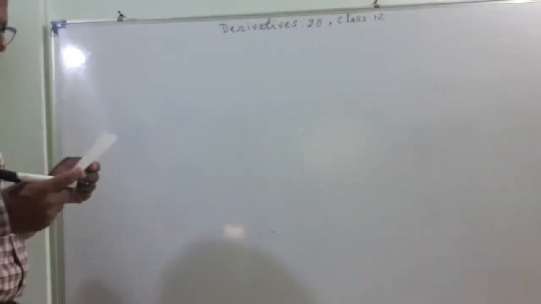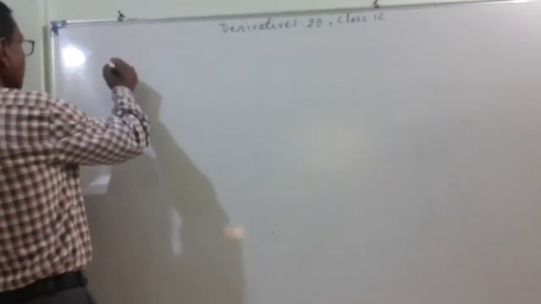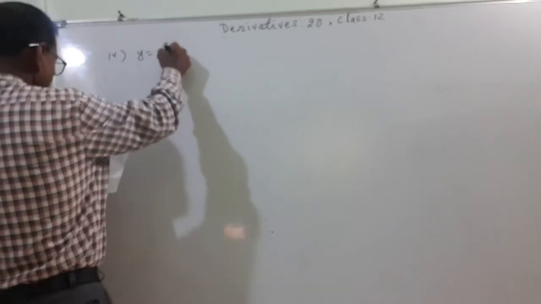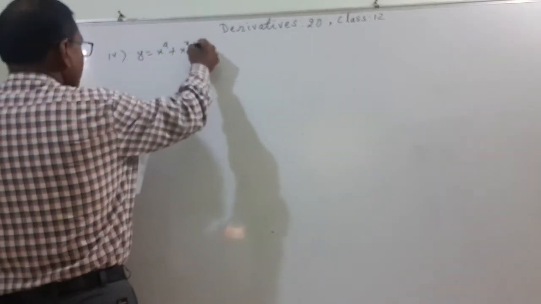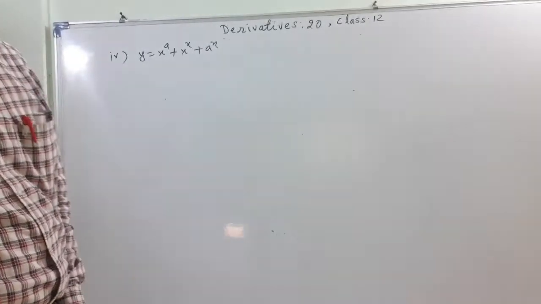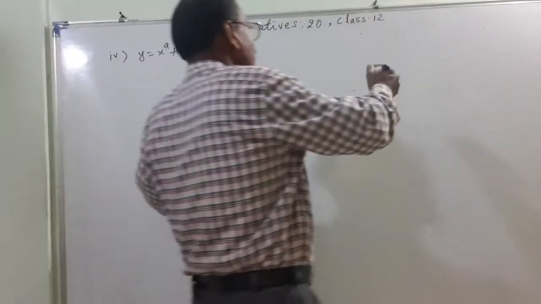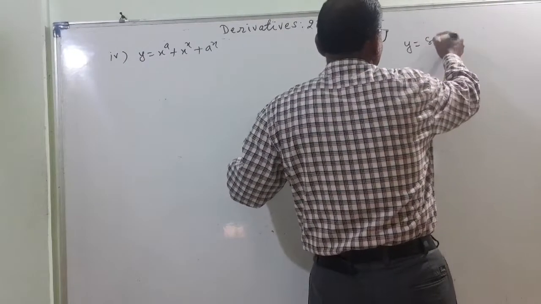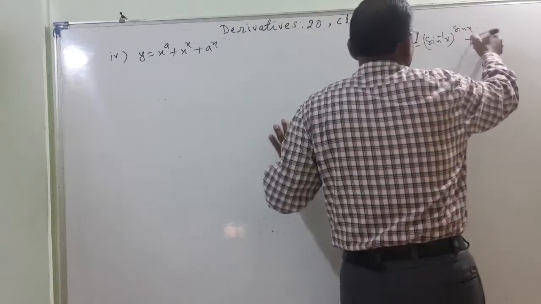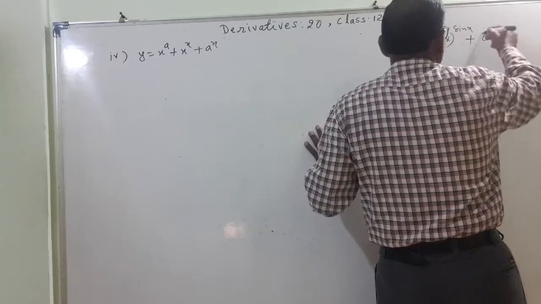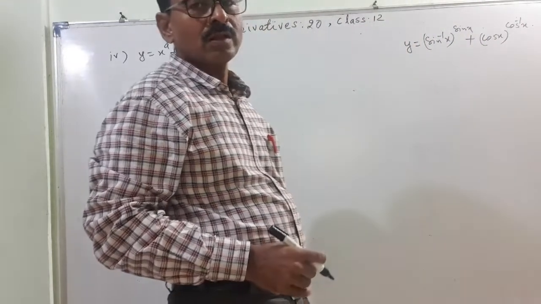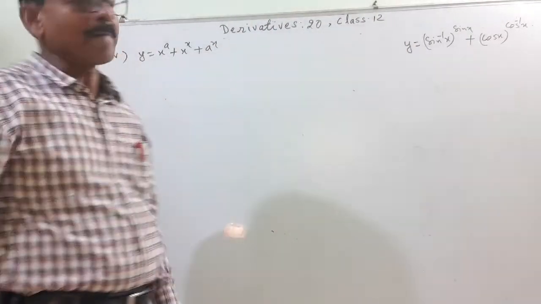Now the fourth one, this is the last in this video, fourth one. Y is equal to x raised to a plus x raised to x plus a raised to x. There is one another also in this. This sum and this one another sum. Y is equal to sine inverse of x raised to sine x plus cos x raised to cos inverse x. This is for your homework. This is also very important sum.